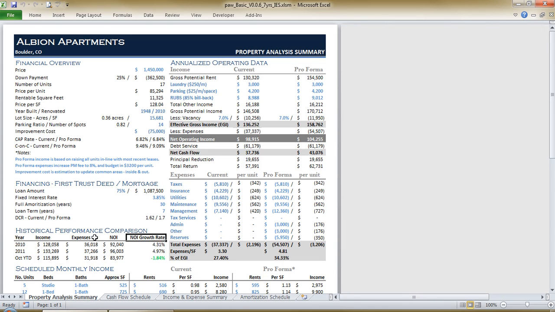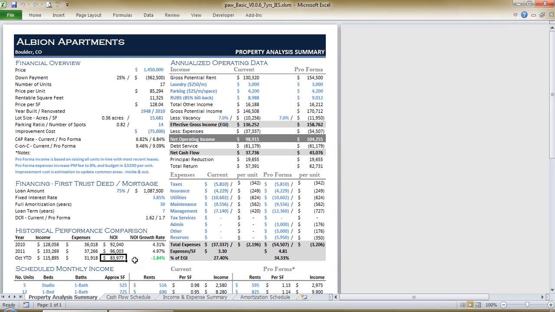The reason this is important is it gives you a sanity check. Income was 128, 133, and year to date's 115. What that means is, October is the 10th month of the year, so to find out what this year should be for 2012, divide 115,895 by 10 and multiply it by 12. You do the same thing here, and that would give you the annual there.